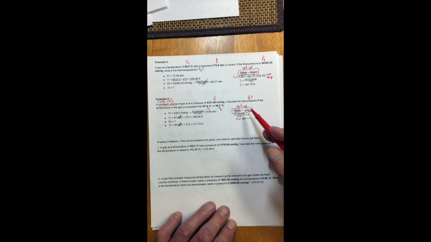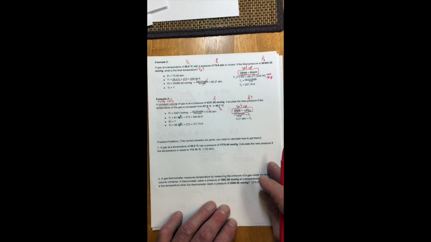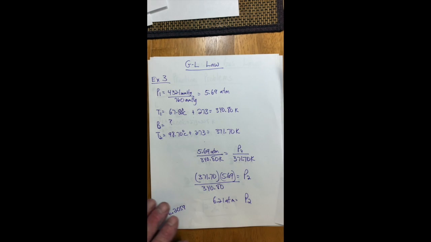That's all you really need to show, but cross multiply those two. So that times that, divide it by that. It's one less step carrying it around, and I'm going to get my answer at 6.21 atmospheres in P2. All right, so there's how I did that on number 3.